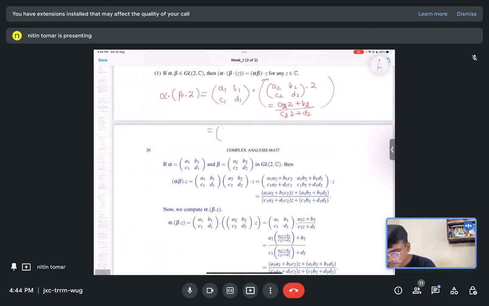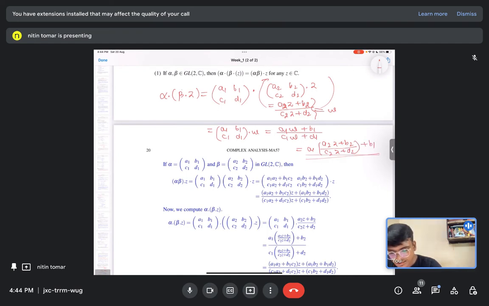So what does this mean now? A1 B1 C1 D1 dot W, where W is this entire number. Now what will it become? A1W plus B1, and C1W plus D1. Now you put in the value of W. It will be A1 of (A2Z plus B2 upon C2Z plus D2) plus B1.